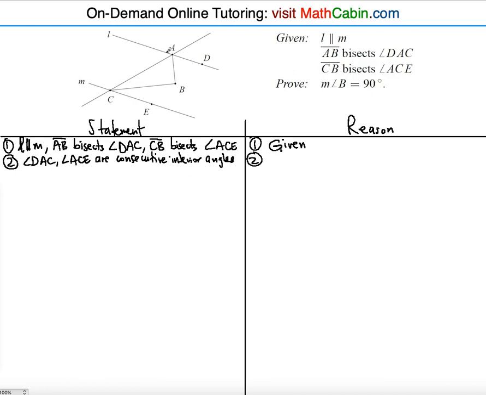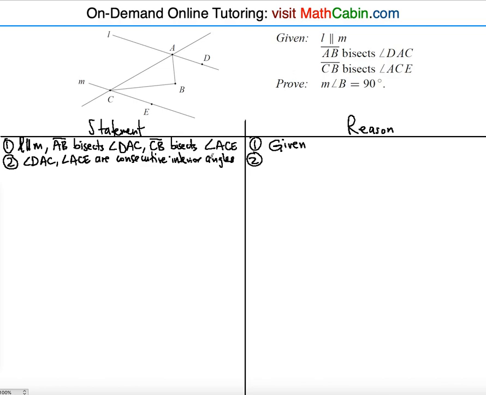Now let's take a look at that. So DAC, this whole angle, and ACE are consecutive interior angles, right? So basically they do not occupy the same position. They're not going to be equal unless they both are equal to 90 degrees. But usually they're not, right? But they're consecutive. Basically you can think of them as two angles that are inside, that are defined by the transversal and two parallel lines. Okay, so they're inside and they're called consecutive interior angles.